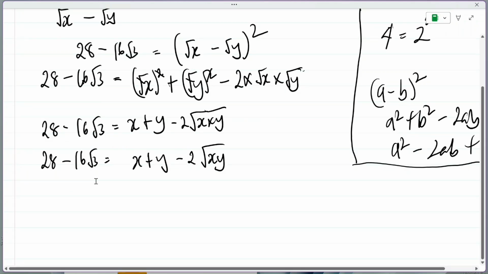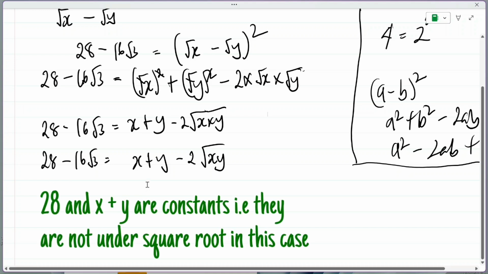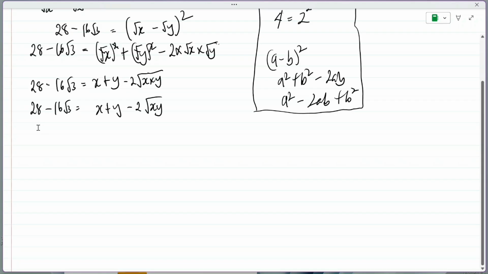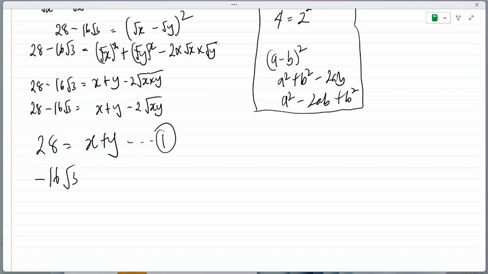Now that you have this, we can now equate. 28 is the same thing as x plus y, but we have minus 16 root 3 to be equated to minus 2 root xy. This is to create our equations. We create our equation 1 and equation 2. So we have 28 equals x plus y, that's equation 1. Then minus 16 root 3, let's just do it with the negative sign so you can best understand it, equals minus 2 root xy. Take all of this and equate it to minus 16 root 3.